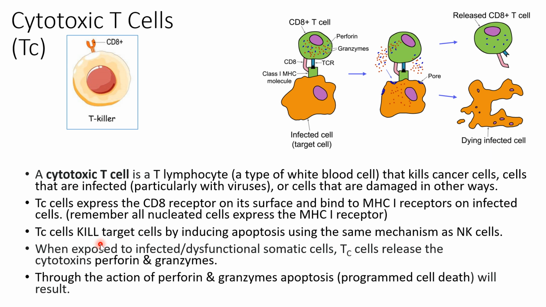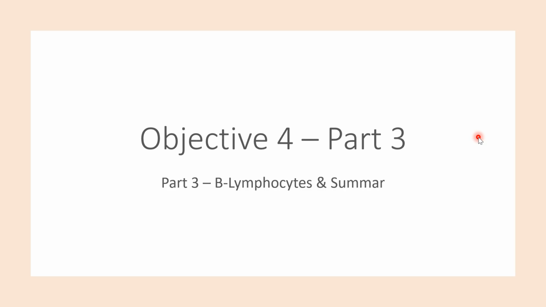Now, how does the cytotoxic T cell kill the infected cell? It induces apoptosis. It induces the cell to kill itself. It uses the same mechanism as those natural killer cells. So when exposed to an infected or dysfunctional body cell, somatic cell, the cytotoxic T cell releases cytotoxins, perforin, granzymes, which induce apoptosis, programmed cell death. And so your infected cell will die, not undergoing mitosis and distributing that, or replicating that issue.